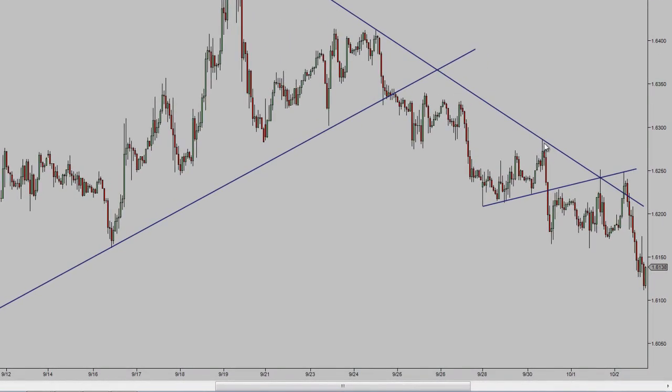A third swing high came in, retested the trend line. Now, this is very interesting because there's an intersection of trend lines, and that acts as very good resistance. So price has bounced off this trend line and this trend line.